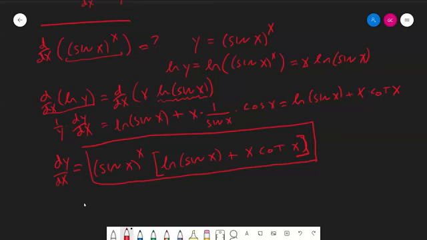So you can just use this process anytime you have a function raised to the power of another function. If you want kind of a fun challenge, try to find the derivative of f of x to the power of g of x.